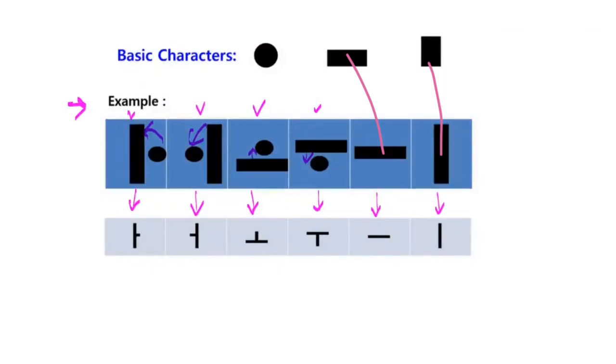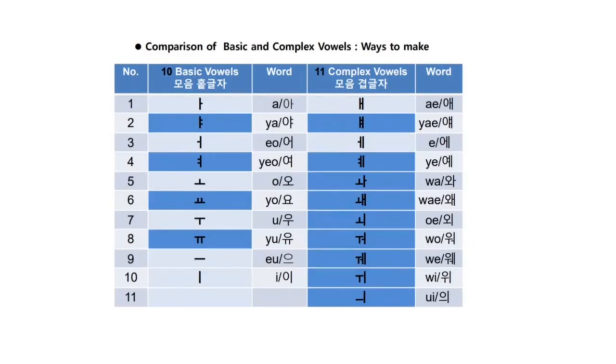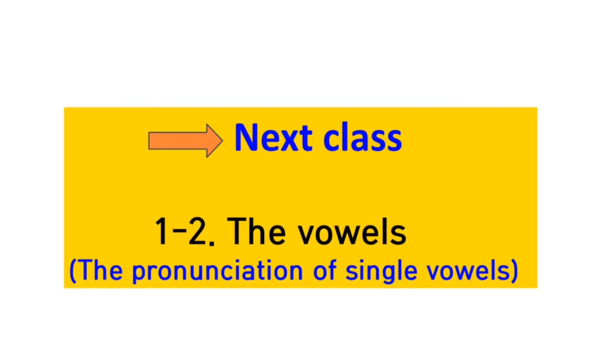Okay, good. In this combination, he created the vowels with 10 basic and 11 complex vowels. Look at this. 10 basic vowels and 11 complex vowels. We will check this again after learning the pronunciation of vowels. That's it for today's lesson. Next class is the pronunciation of single vowels.